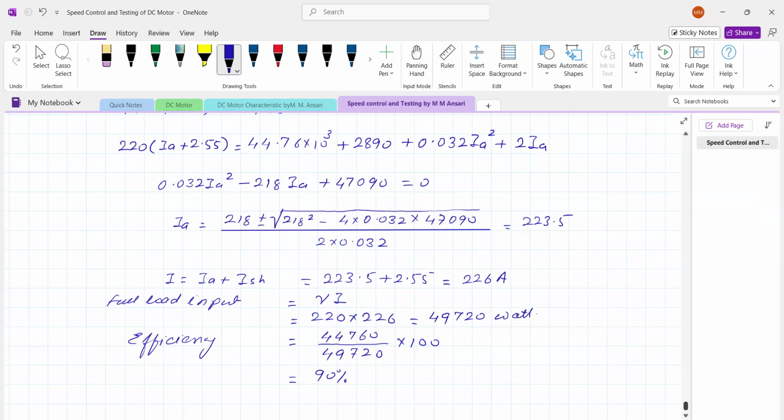So see, only from the no load data, it is possible to calculate the efficiency, current, everything from only the no load input power. So this is the advantage of the Swinburne test.